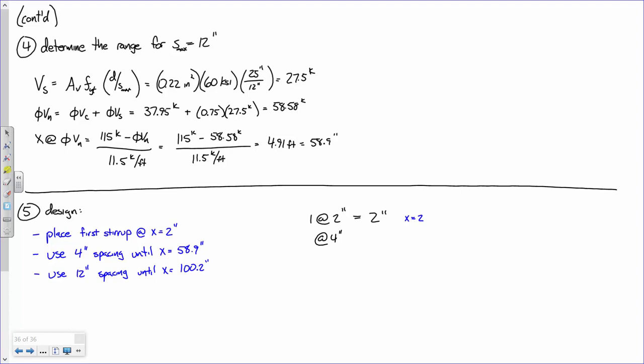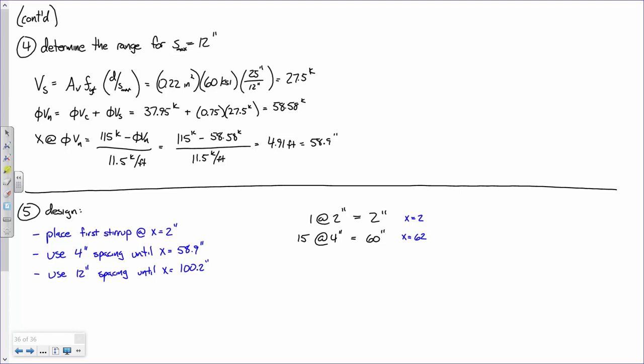You say 15. Watch this. 15 at 4 is 60 inches. So that puts me at X equals 62. Everybody okay with that? What if I use 14? What would that put me at? 14 at 4 would be 56. That would put me at 58. That's not far enough. Does everybody see that? Okay, now let's use 12-inch.